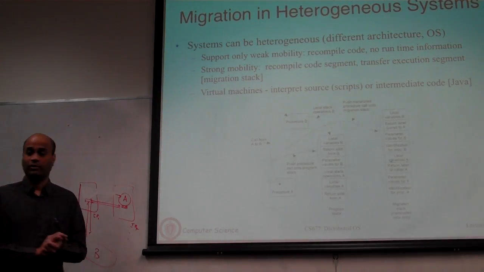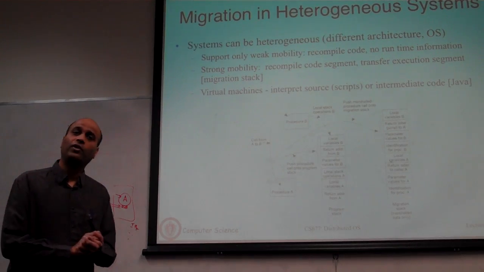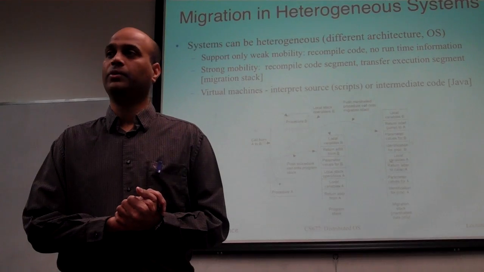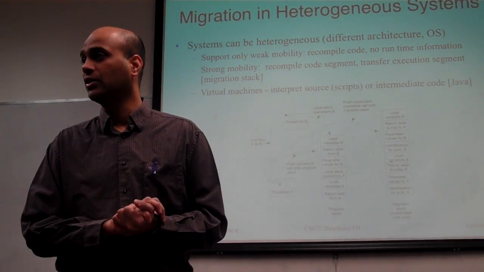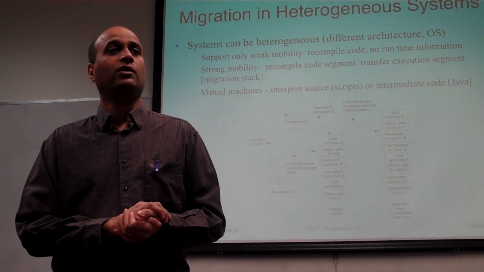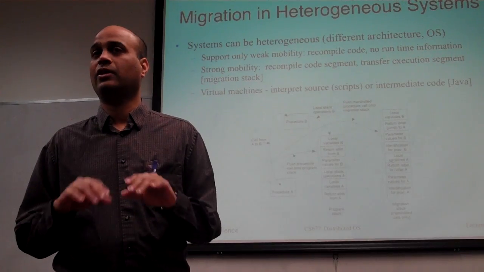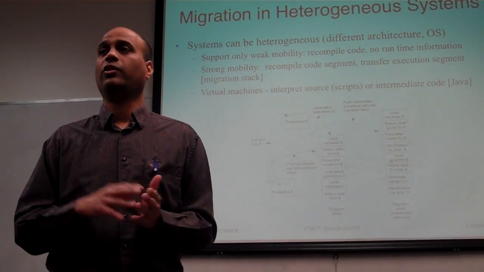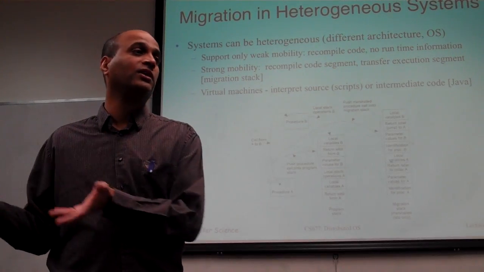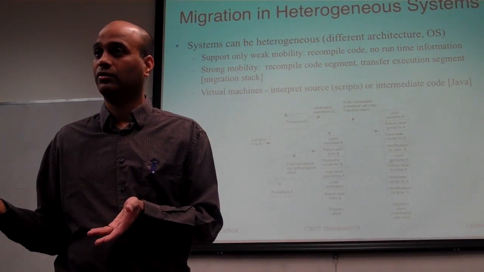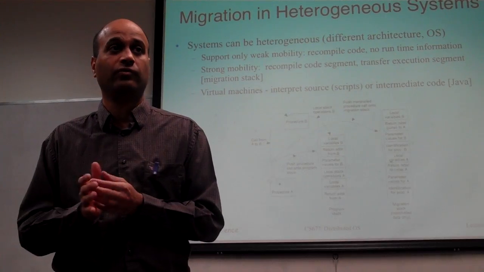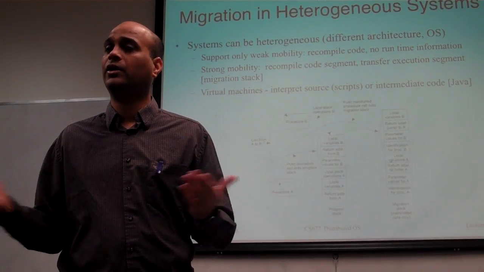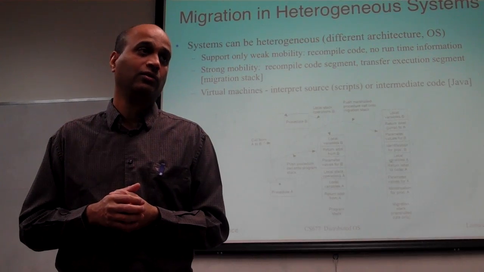So, next problem. Until now we have implicitly assumed that the sender and the receiver machines are homogeneous machines. They run the same OS, the same processor, and the architecture is the same. So when you migrate the binary of the process, it will actually execute, because it's the same processor and so on. What happens if the sender and the receiver are heterogeneous?